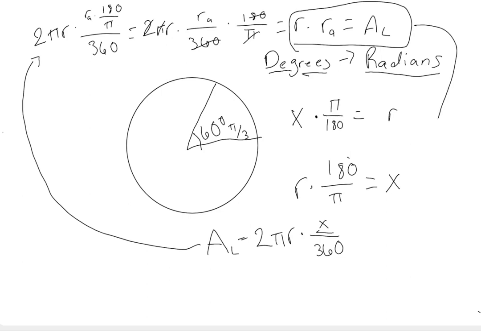And a more common form that you will see is that arc length is equal to radius times your angle in radians. This is a more common form that you'll see. But you can see here how using radians can benefit us a lot, because if we have our angle measure in radians, all we have to do is just multiply that by our radius and we get our arc length.